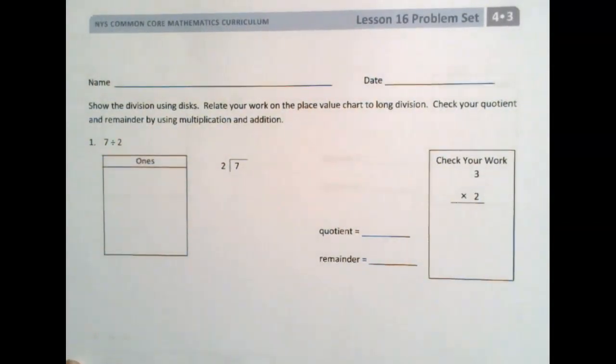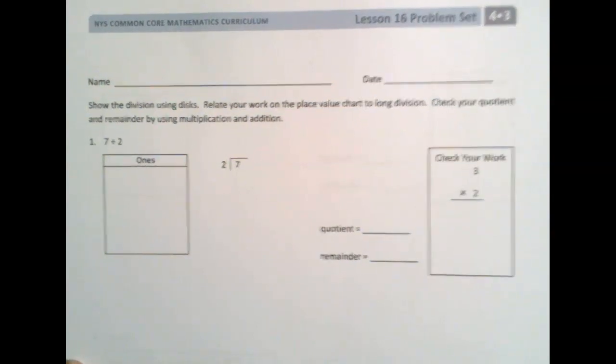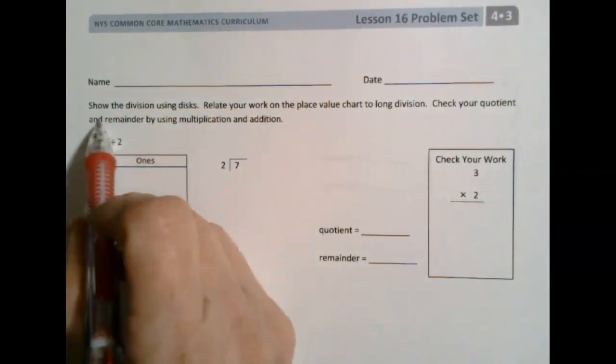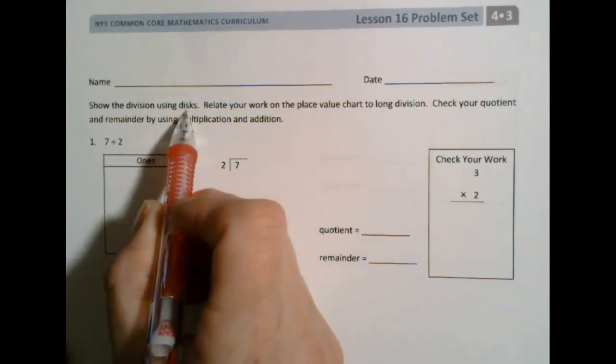All right, boys and girls. So today we're going to take a look at Lesson 16's problem set. You guys have already done the Zern lesson, so you kind of already have an idea of what we're doing. So go ahead and have your Lesson 16 problem set out for me. And we're going to show division using disks.